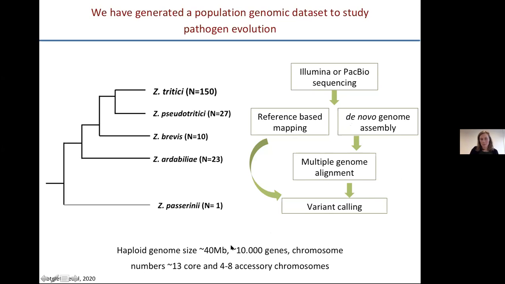But otherwise, these Septoria species have typical dothideomycete genomes, around 40 megabase, around 10,000 genes. And then they have this large number of accessory chromosomes that are particular, I would say, from what we know so far for this group of dothideomycetes.